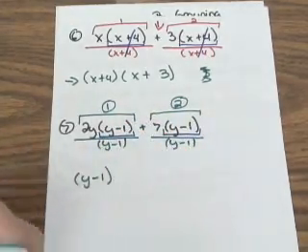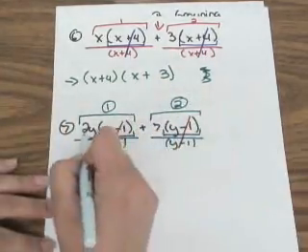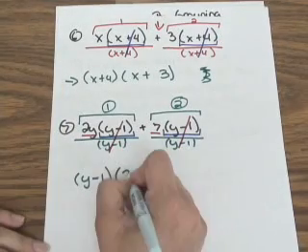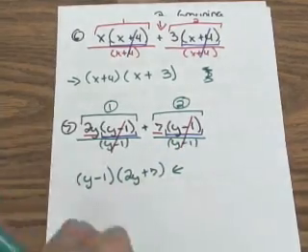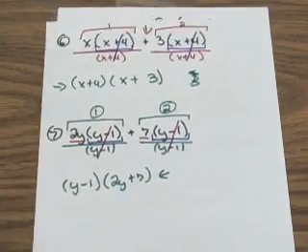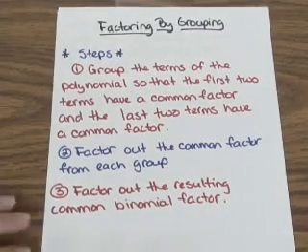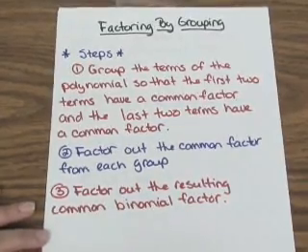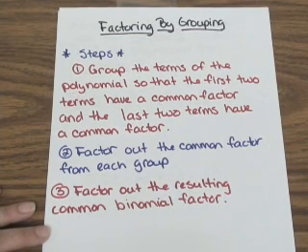Now we are going to use this to help us factor by grouping. Here are the steps to factor by grouping. First, you want to group the terms of the polynomial so that the first two terms have a common factor and the last two terms have a common factor. Secondly, you want to factor out the common factor from each group, just like we did in these. Thirdly, you want to factor out the resulting common binomial factor. So let's look at these steps and put them to action.